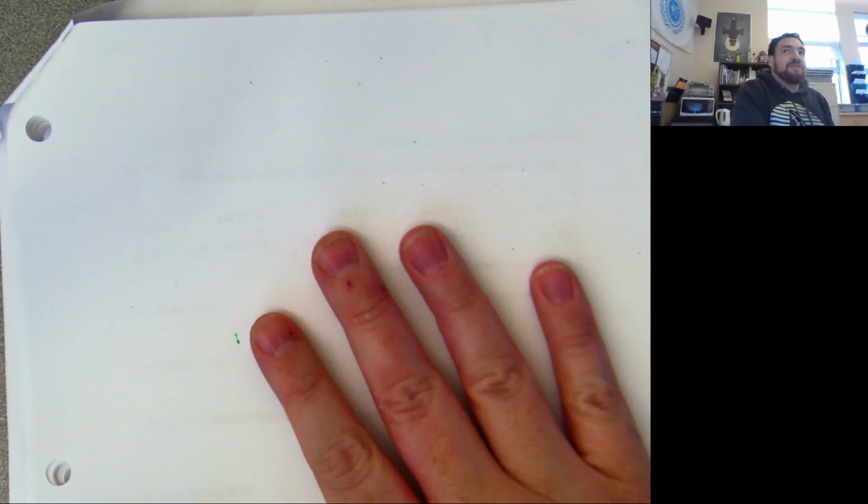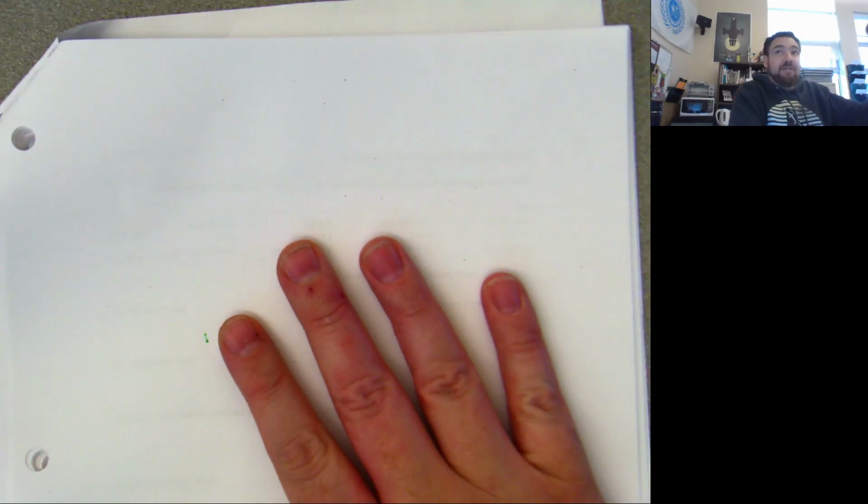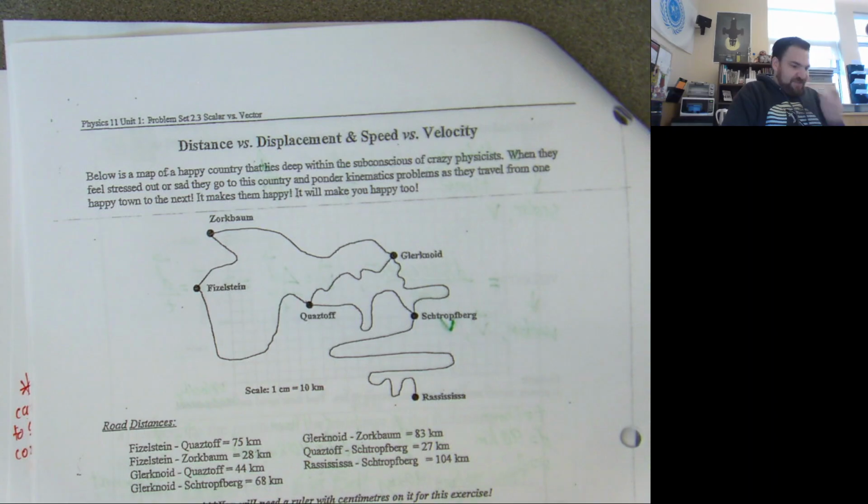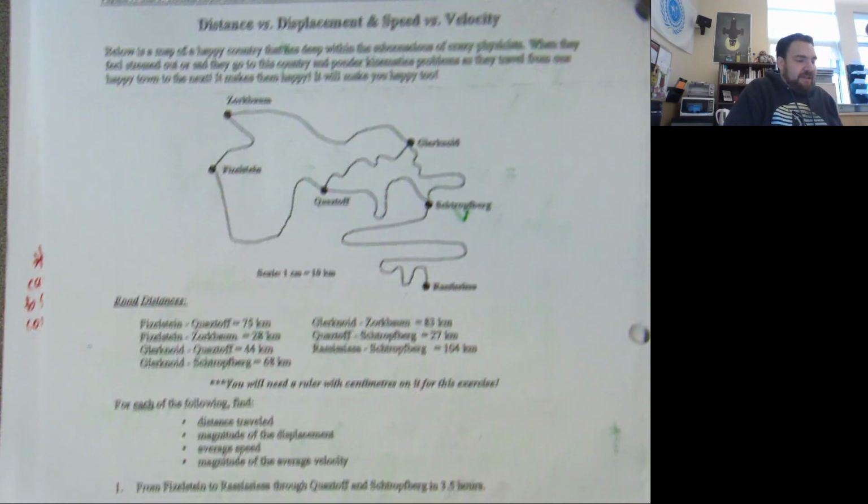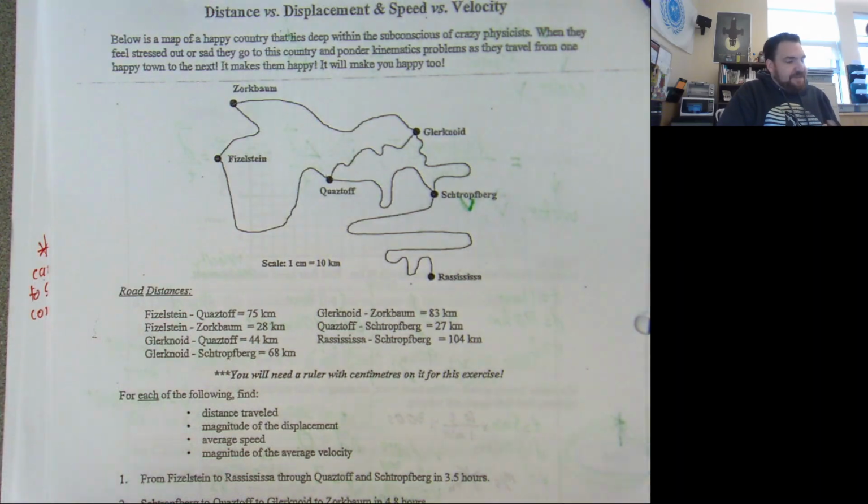And what I'm going to get you to do is play with this. I've given you a blank space. I'm pretty sure that was a mistake, but it'll be useful for what you're about to do, because on the previous page you've got distance versus displacement and speed versus velocity for this map of a happy physics country. So, don't ask where this came from. It came from a physics teacher named Brad Hutchison.